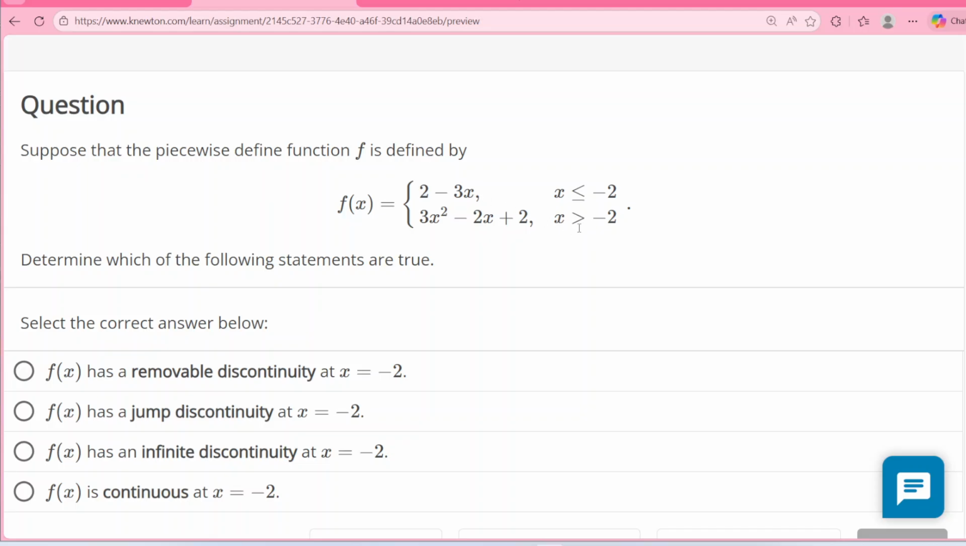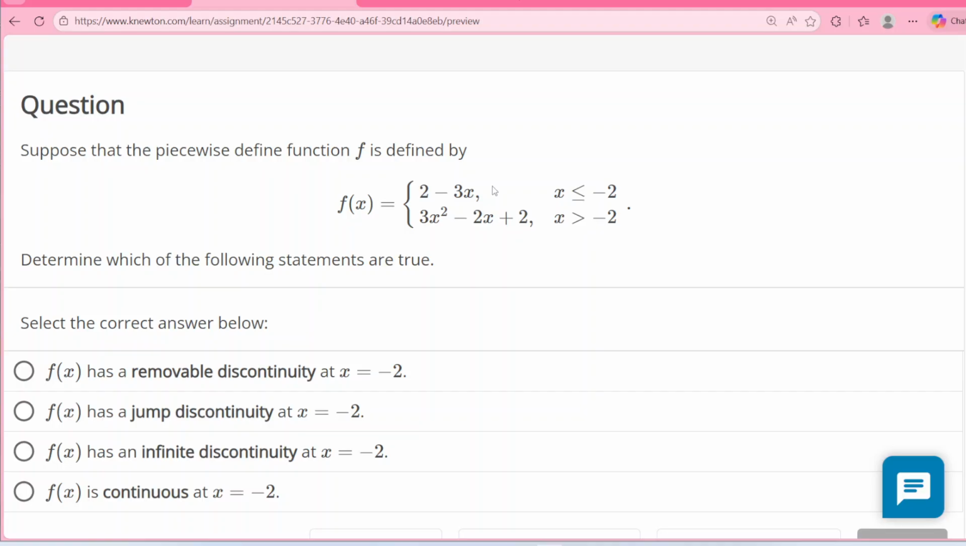But the right side limit, if you're going to the right of -2, you're in this bottom piece. That's where x is greater than -2. And being a polynomial, again, I can just substitute. -2 squared is 4, times 3 is 12. And then, plus 4, -2 times -2. So you got 12, plus 4 is 16, plus 2 is 18.